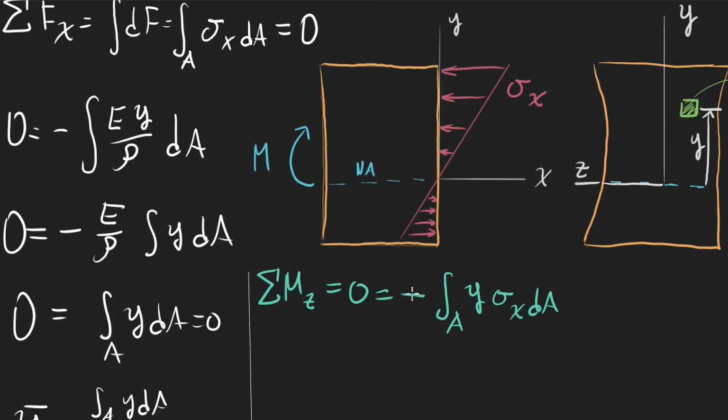The reason we have the negative sign here is that, by sign convention, this right here is a positive moment. For that to happen, when there's a positive y, we need a negative sigma x. So we put the negative sign out here so that if we have a positive y and a negative sigma x, which means compression, then this whole term works out to be positive.